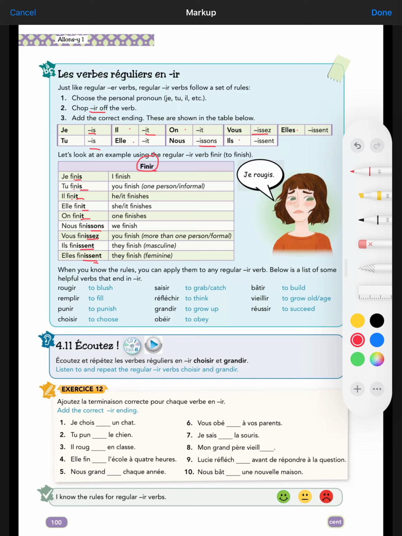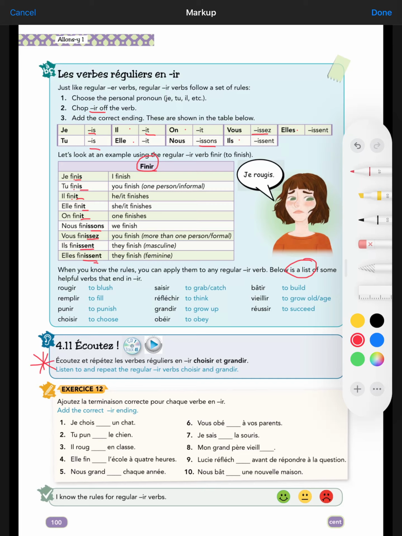So they've given you a list here, so I would like you to write that list into your vocab notebooks. Just a few of the common IR verbs. There's not as many of these as the ER ones, but you might just write those in anyway, just so you'll have verbs that you can use. So you have rougir, remplir, punir, choisir, saisir, réfléchir, grandir, obéir, bâtir, vieillir, and réussir. Okay, they're all IR verbs. There is a sound track here as well, so you can listen to the sound of them.